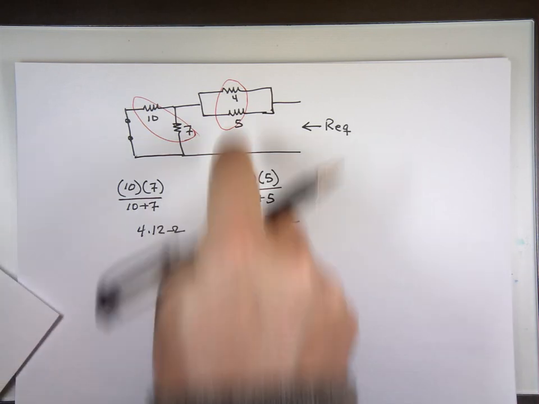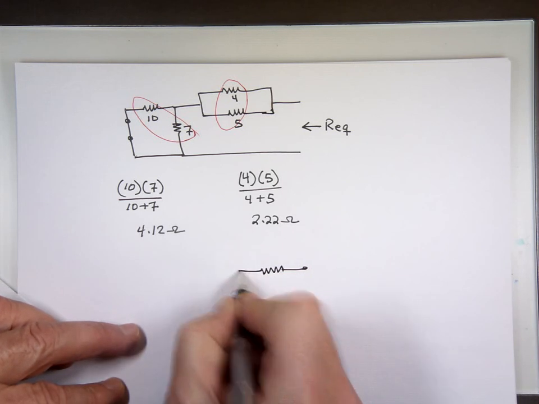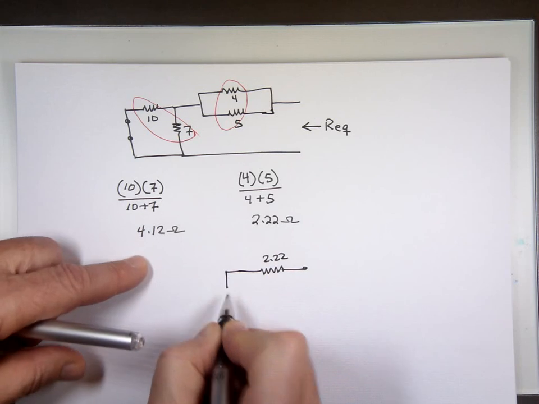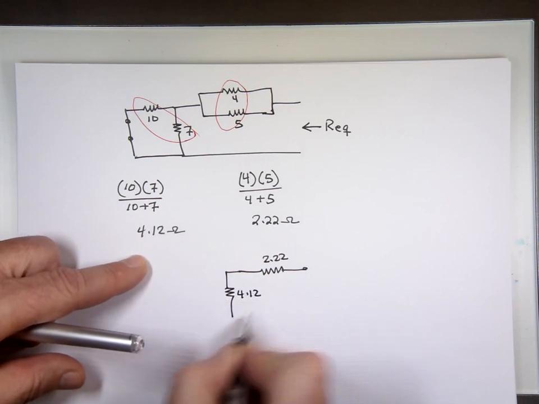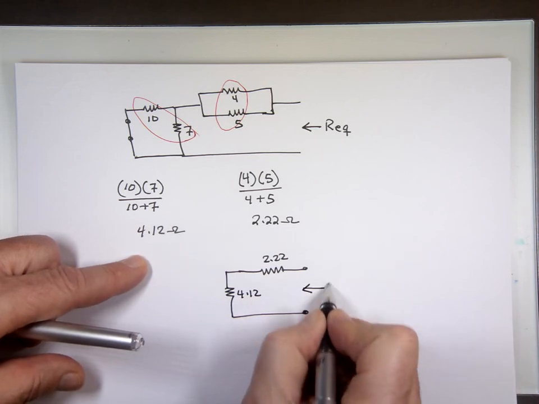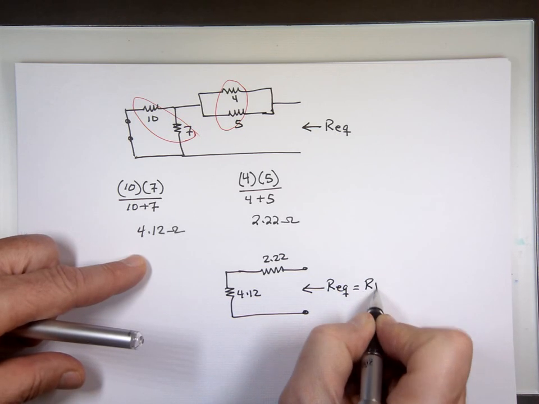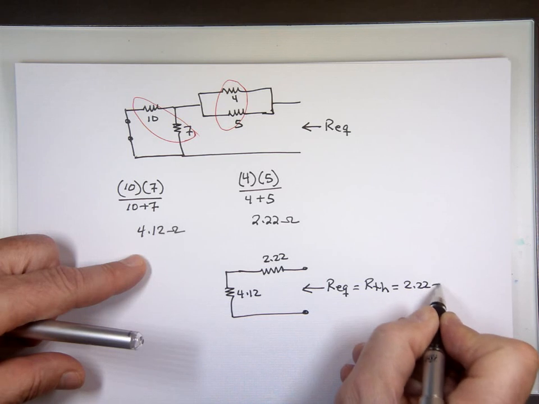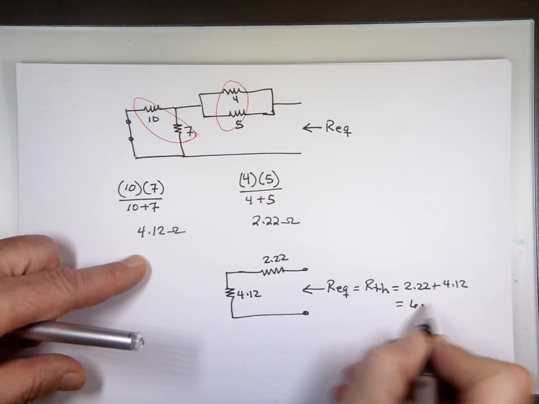So now you can take that circuit and replace the two resistors on the top with one of 2.22 ohm. Replace these two with one that's 4.12 ohm. And these two are connected in series, so R equivalent, which is R Thevenin, is going to equal 2.22 plus 4.12, which is 6.34 ohm.